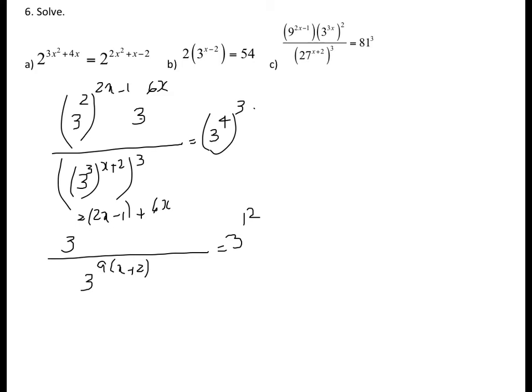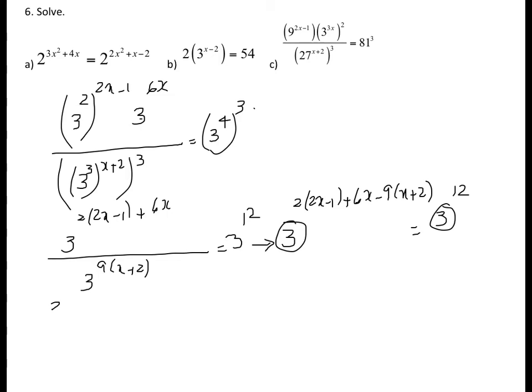Now since I'm dividing exponents, I can just subtract exponents. So from here I get 3 exponent 2 times 2x minus 1 plus 6x minus 9 times x plus 2 is equal to 3 exponent 12. Since the bases are the same, the exponents have to be the same. So 2 times 2x minus 1 plus 6x minus 9 times x plus 2 has to be equal to 12.